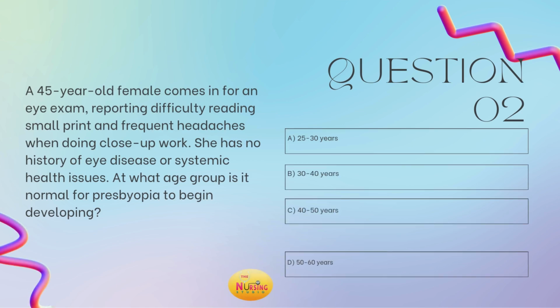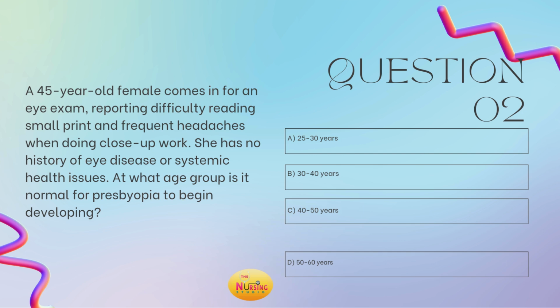All right, question number two. A 45-year-old female comes in for an eye exam reporting difficulty reading small print and frequent headaches when doing close up work. She has no history of eye disease or systemic health issues. At what age group is it normal for presbyopia to begin developing?